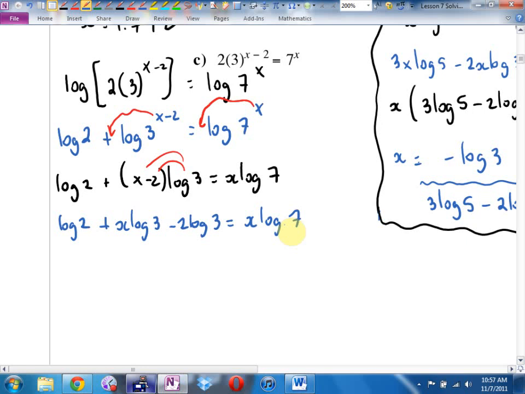So I'm going to get log 2 minus 2 log 3 equals x log 7 minus x log 3. Now what did we do? I heard someone say it. Factor. Because how many x's do I have? 2. How many would I prefer? 1. I got them on the same side. I'm good with that. Let's factor out the x.